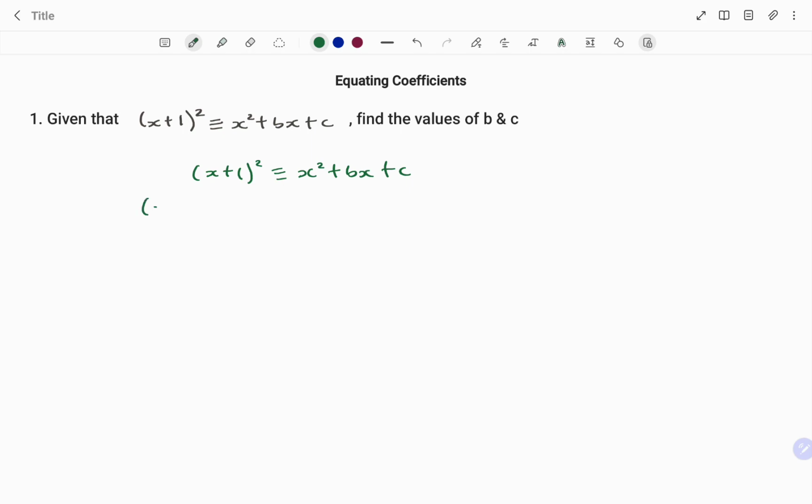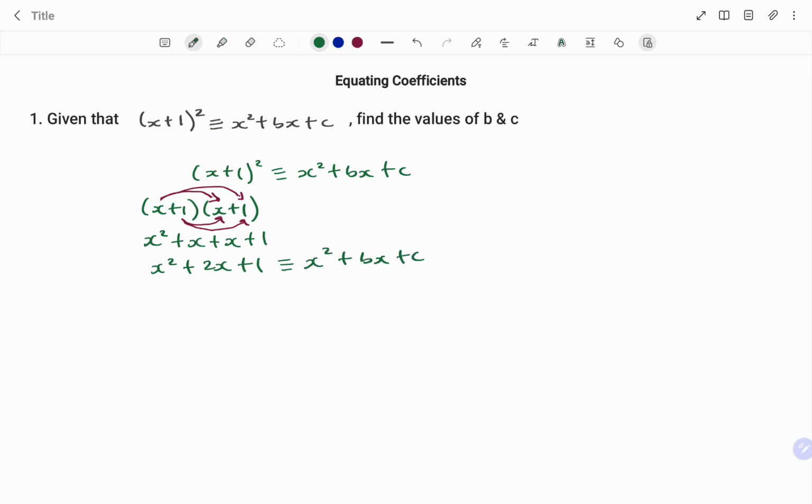By doing that, we have (x + 1) multiplying (x + 1). That will give us x squared. What I'm doing is multiplying all the terms in the first bracket with all the terms in the second bracket. So x times x gives us x squared, plus x times 1 is x, plus 1 times x is x, plus 1 times 1 is 1. Or better still, what I've done is to FOIL. x squared plus 2x plus 1 is what we'll have, and that is equivalent to x squared plus bx plus c.